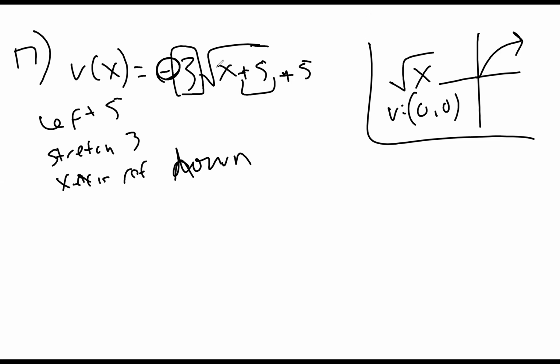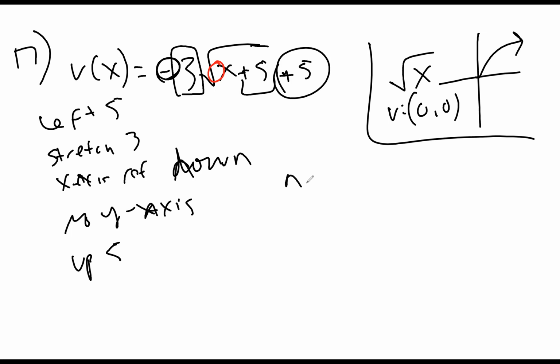Okay, next, a y-axis reflection. We haven't really seen one of these, but this is where I would look. Is there a negative inside, right in front of that x? No. And so no y-axis reflection. And then lastly, up or down? Well, what's this guy tell me? Up 5.